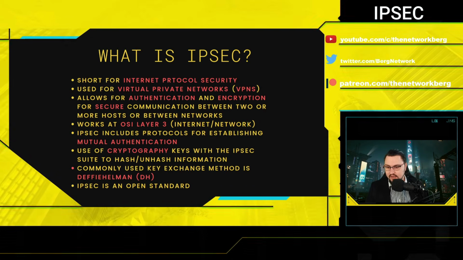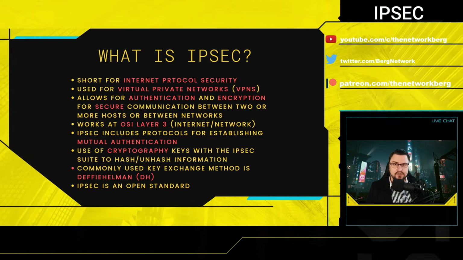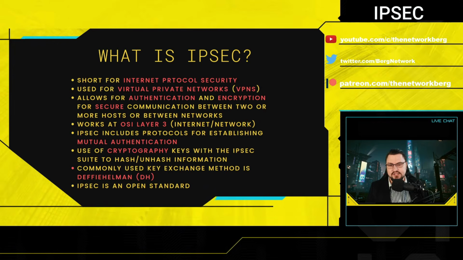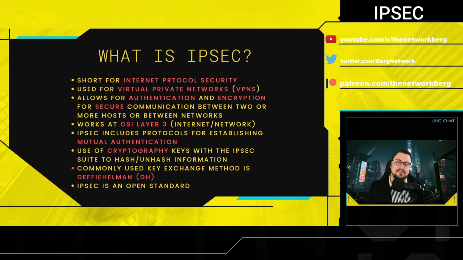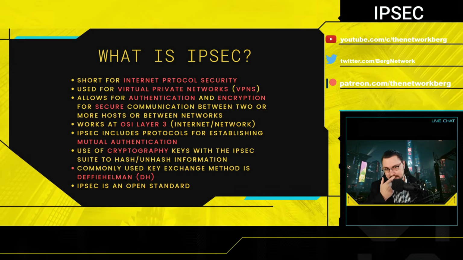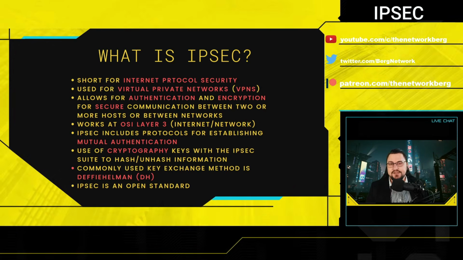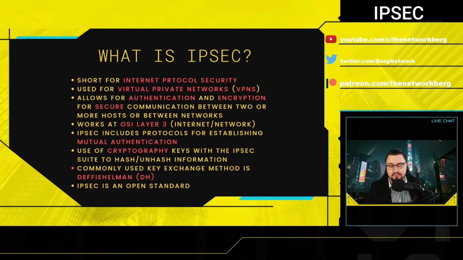A commonly used key exchange method, and this is a word I mentioned earlier, is Diffie-Hellman, and this is in essence something that I can also put a link to in the description for you to review in a little more detail. But what you need to understand is the DH groups need to match on both ends in order for an IPSEC tunnel to connect and communicate properly.